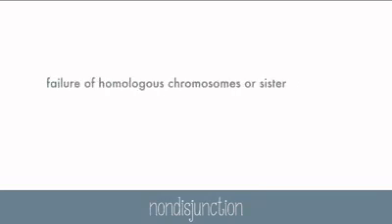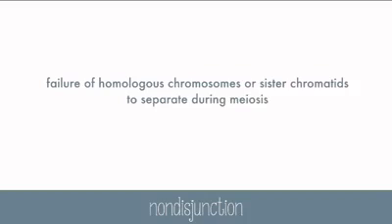Errors during meiosis can cause non-disjunction. Non-disjunction is a failure of homologous chromosomes or sister chromatids to separate during meiosis. Here's one of those cases.